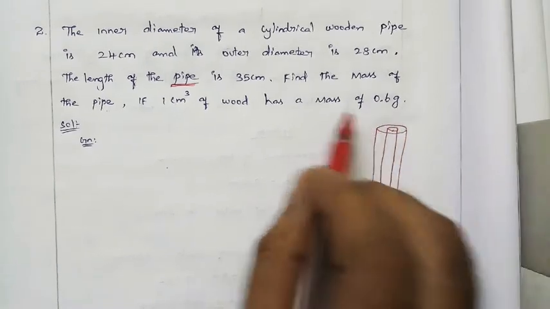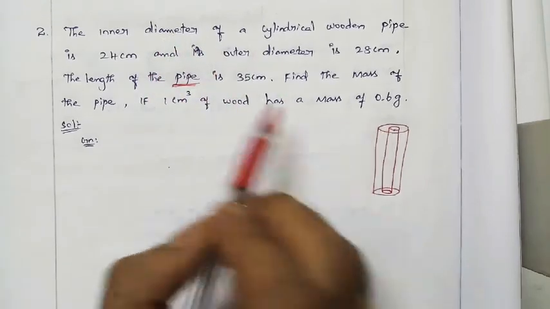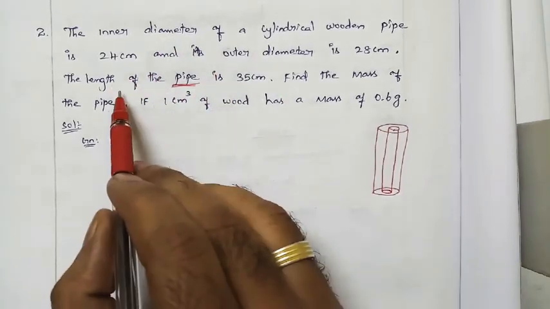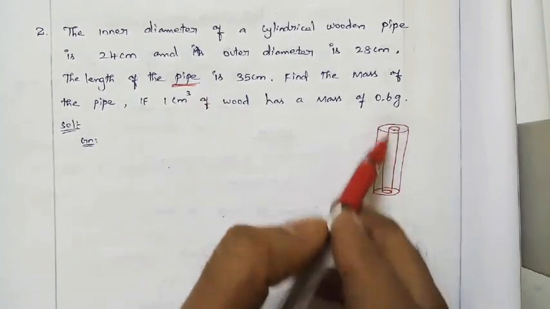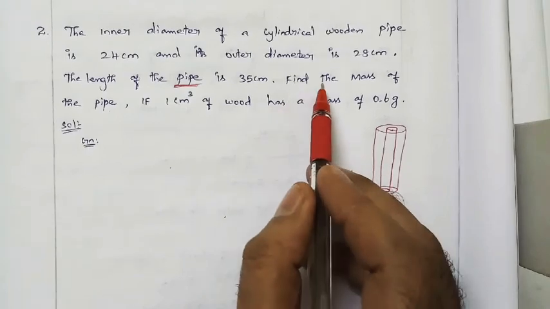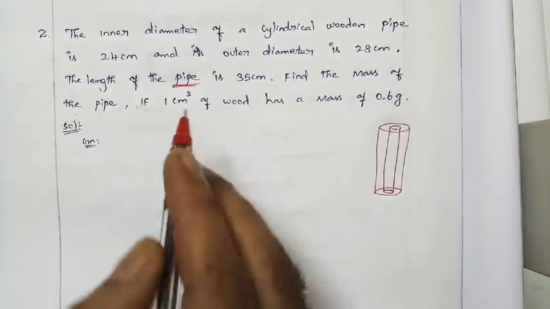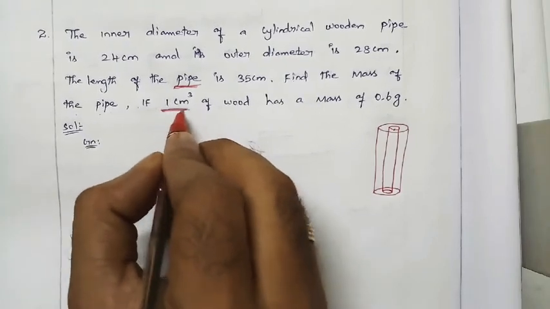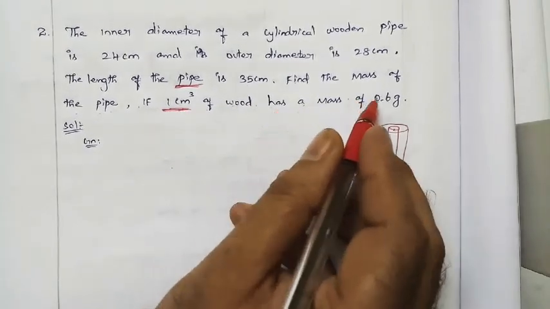For the inner cylinder we are having a diameter, and the outer cylinder also has a diameter, and the length of the pipe is nothing but the height. Height of the pipe is 35 centimeter. What we want to find is the mass of the pipe, right? Find the mass of the pipe if 1 centimeter cube, this is very, very important, 1 centimeter cube of wood has a mass of 0.6 gram.